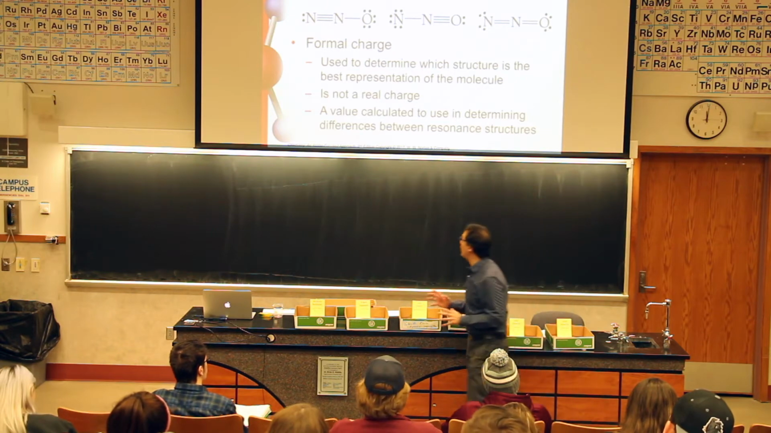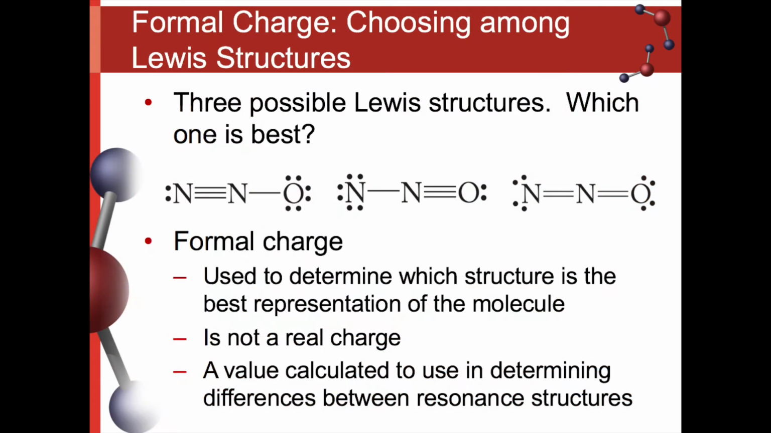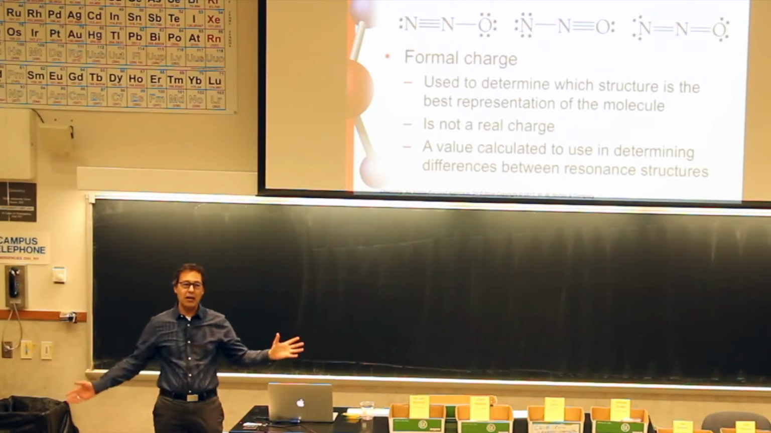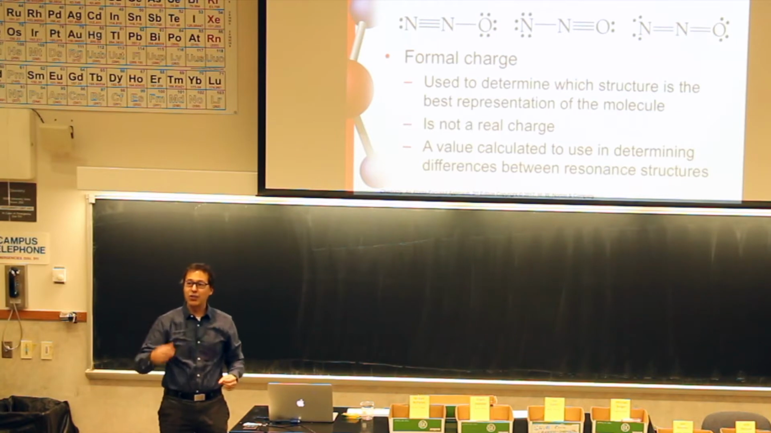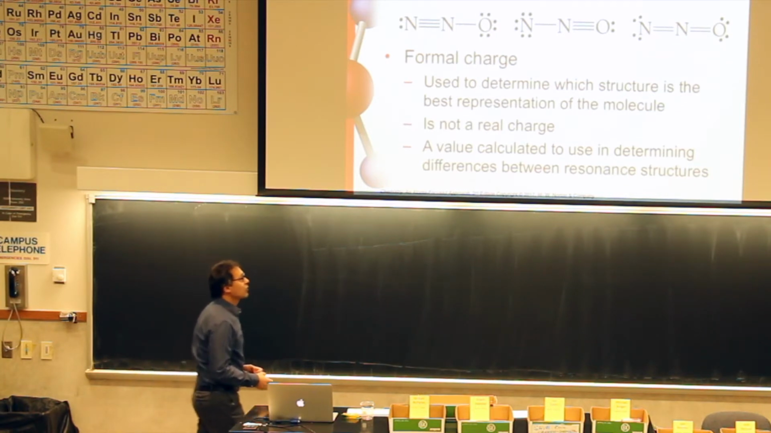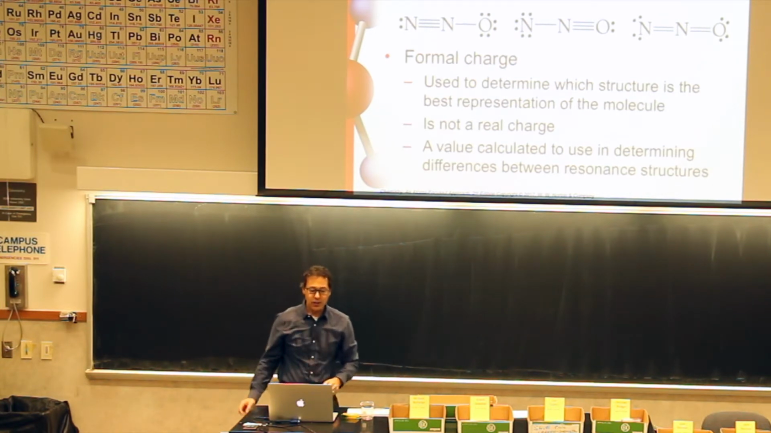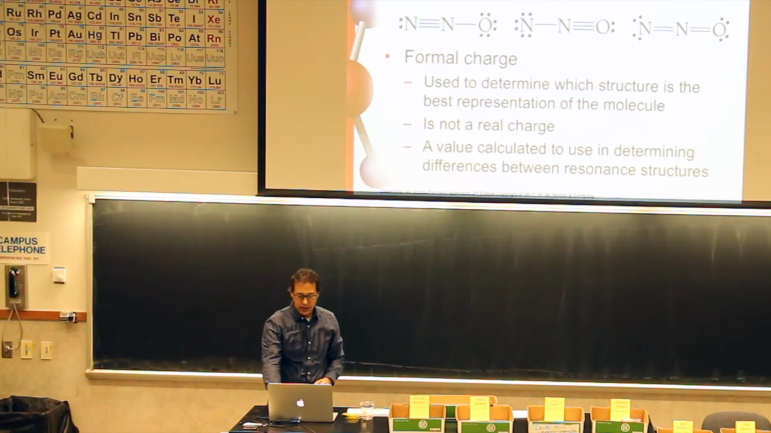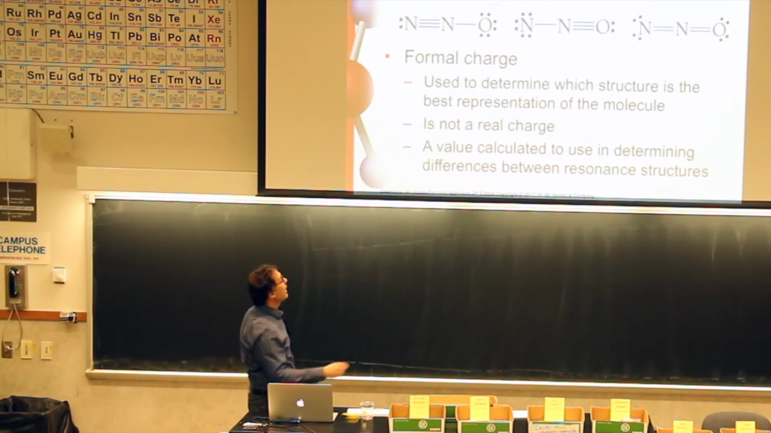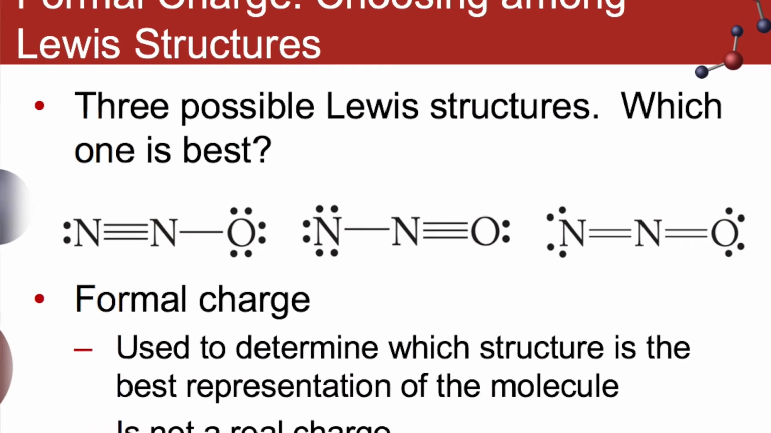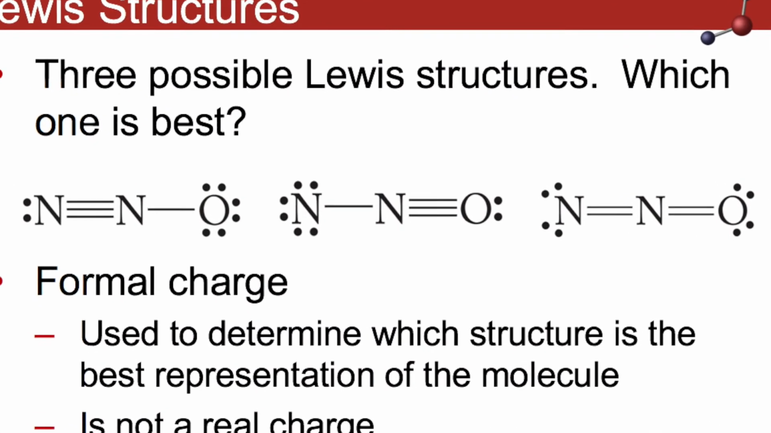It's called formal charges. Formal charge is used to determine which structure is the best representation of the molecule. And it's not a real charge. It's not real. This is completely made up. We made this up, but it helps us to predict what molecules would actually exist. This value is calculated, so we're going to do a little bit of math to predict what actually would exist. For example, we have 3 possible structures here for dinitrogen monoxide, 2 nitrogens and an oxygen.